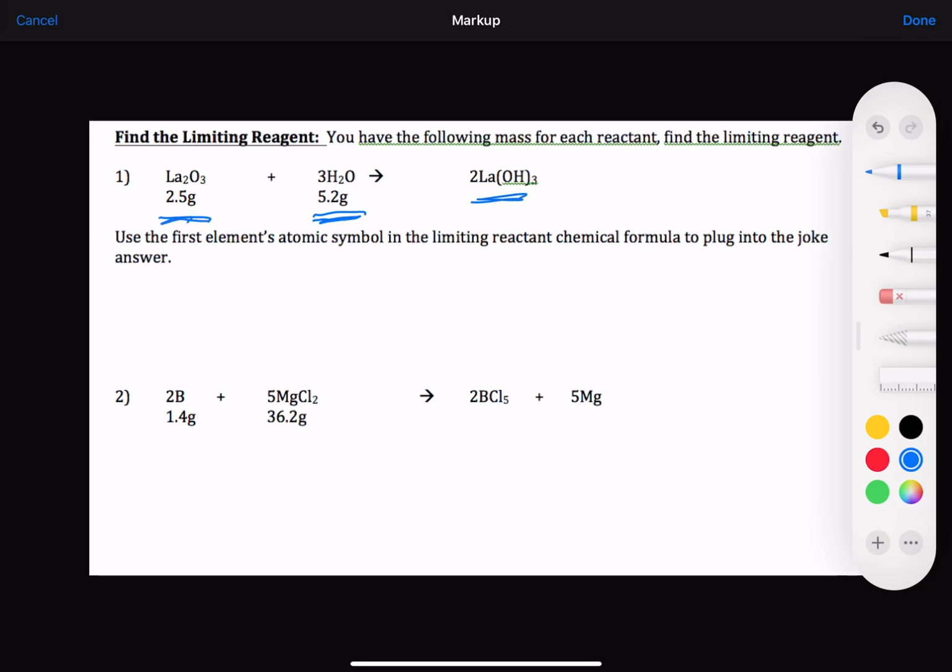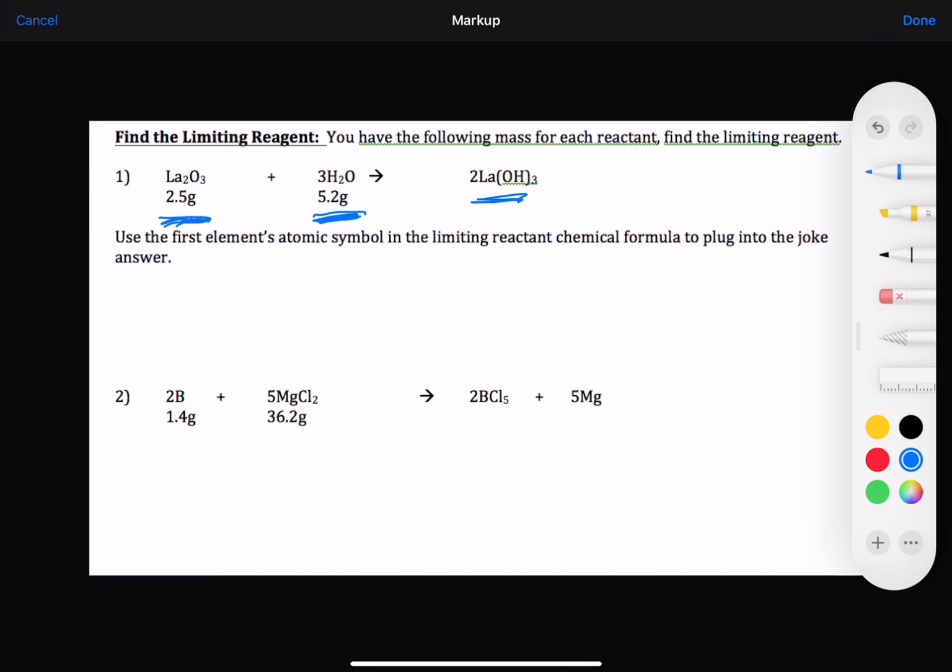But in this case, if you had 2.5 grams of lithium oxide in a beaker and you have 5.2 grams of water in a beaker, which one will be used up all the way? Will water be used up all the way, or will lithium oxide? The one that will be used up and react and form the lithium hydroxide will be the limiting reagent. So that means the other compound, whichever one it is, you'll have leftovers of.